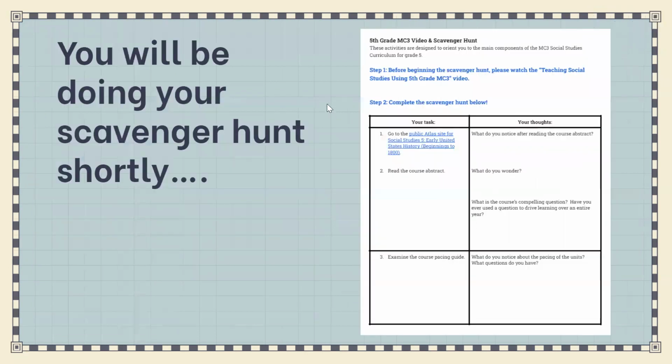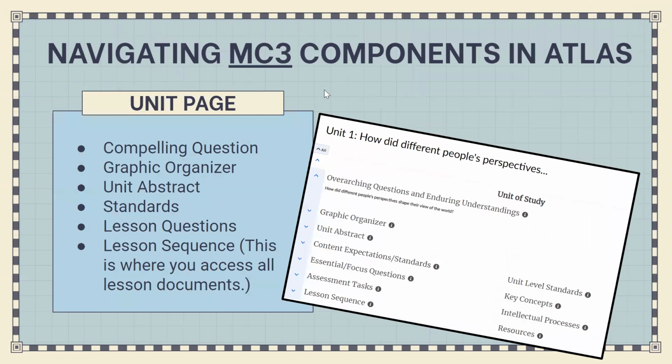So in a minute, as I mentioned, you'll be doing your scavenger hunt, and it will walk you through how to dig into Atlas and the MC3 course, and it'll take you through the course level and then have you dig into Unit 1. So I wanted to give you just a quick tour of how to navigate Atlas so that when you get in there, it looks familiar. So I'm going to actually dive right in and then come back to this slide.